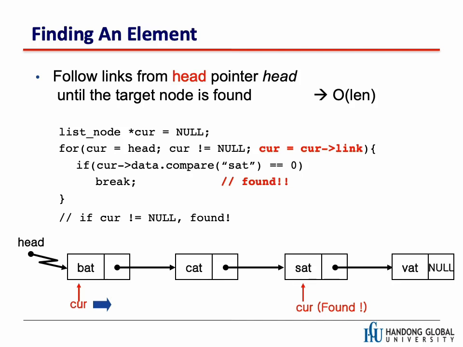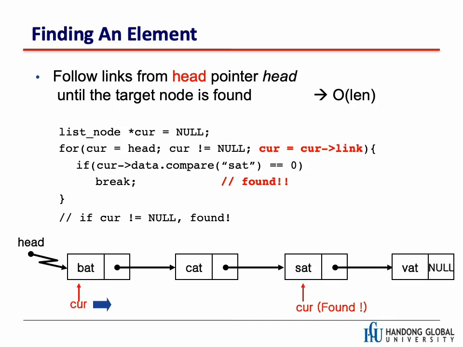Okay, so after this for loop, we will check if core is null or not. If core is not null, it means we quit this for loop because we found it, and the core is actually pointing to that node. So as long as core is not null, then we found it, and core is pointing to that node.